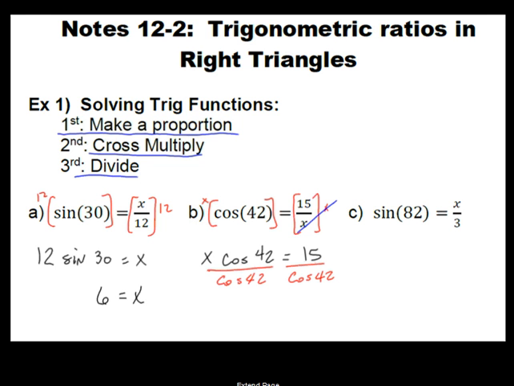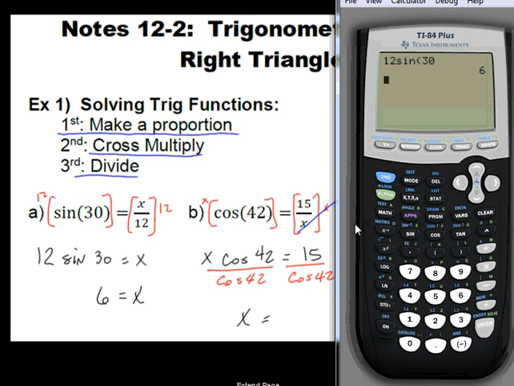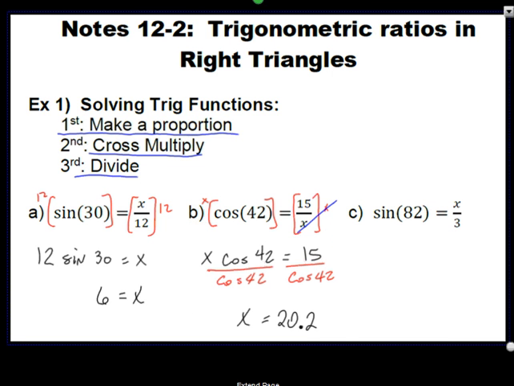And at this point I can get my handy dandy calculator and find out what value that is. So I'm doing 15 divided by the cosine of 42. Press enter, and here I have 20.2, 20 and 2/10. Once we have it set up here, it's a matter of grabbing our calculator and plugging the values in.